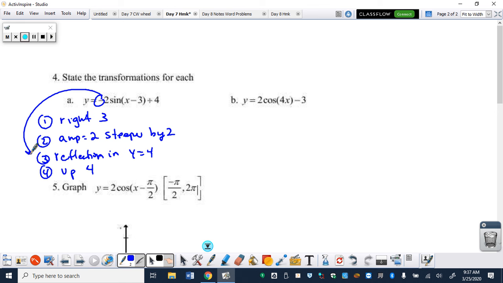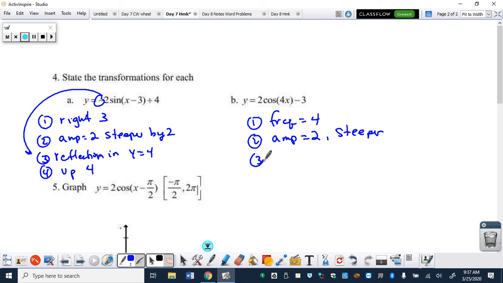Letter B, y equals 2 cosine 4x minus 3. We don't have a horizontal change, but we do have a frequency is now equal to 4. We have an amplitude is equal to 2, so it's going to be steeper.